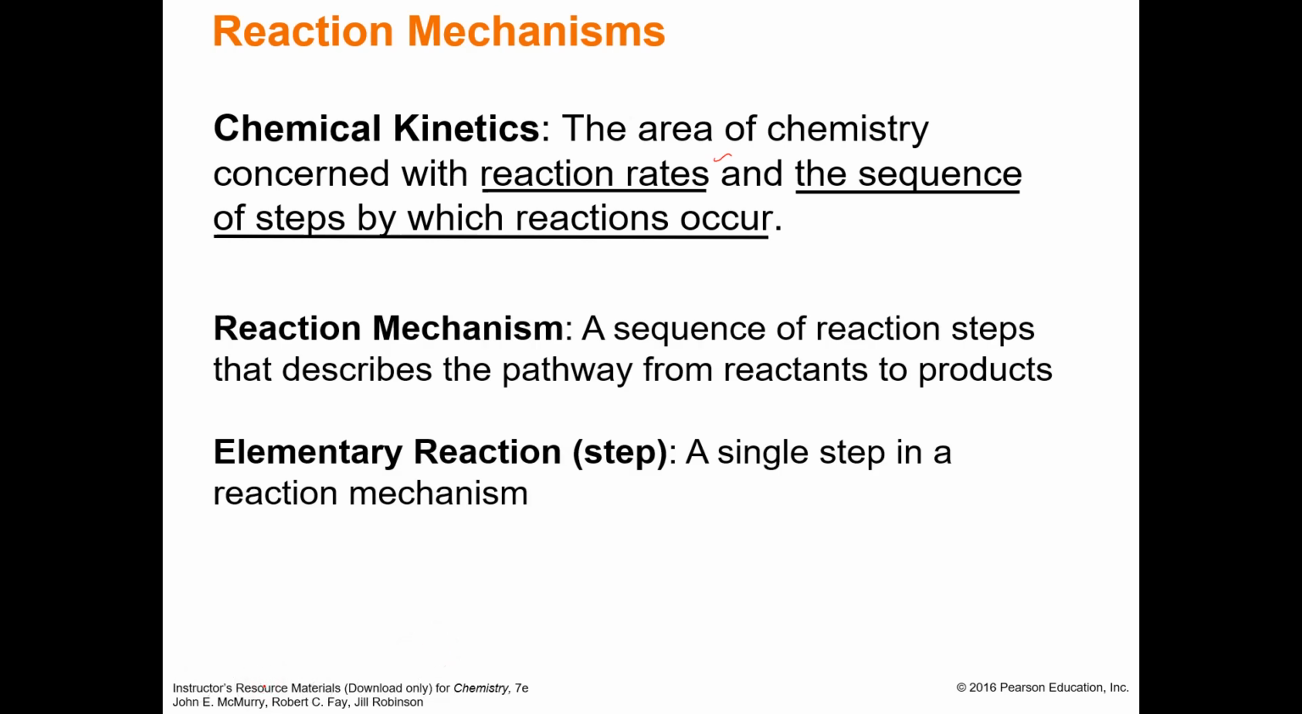A reaction mechanism, which is what we're going to look at here, is the sequence of reaction steps that shows us how we get from reactants to products. Often we look at just the reactants and the products, but sometimes it actually takes more than one step to get there. So we're looking at the overall reaction, but in reality, there's a reaction mechanism. There are what we call elementary reactions, which are single steps, and we may have multiple elementary reactions that actually make up the overall reaction.